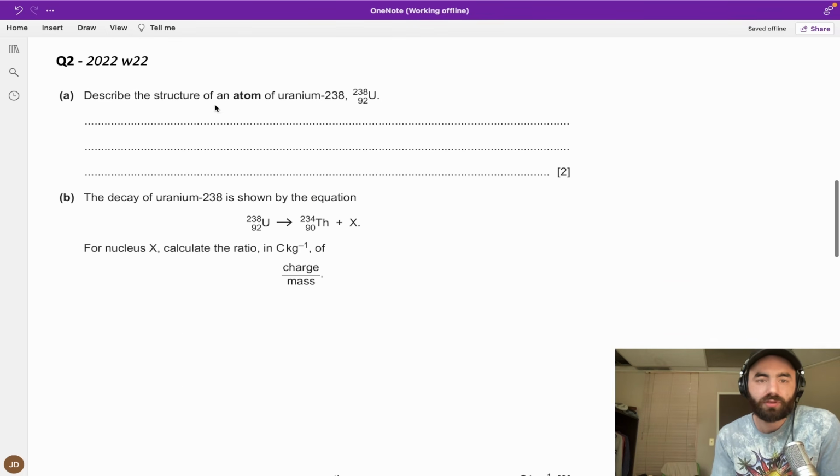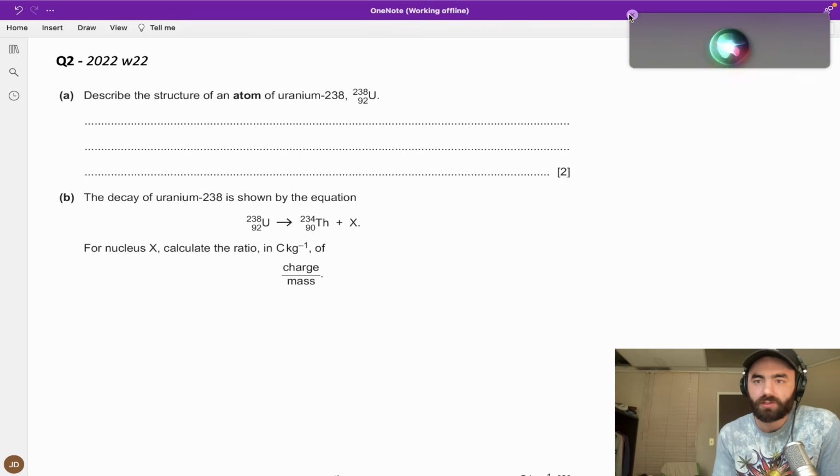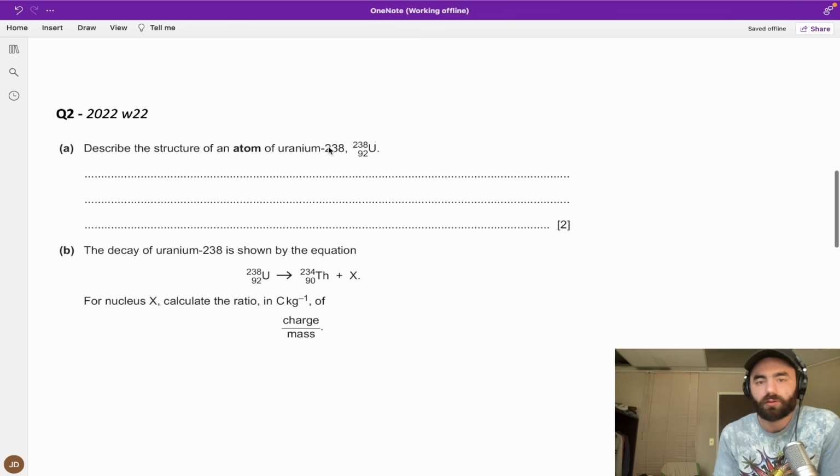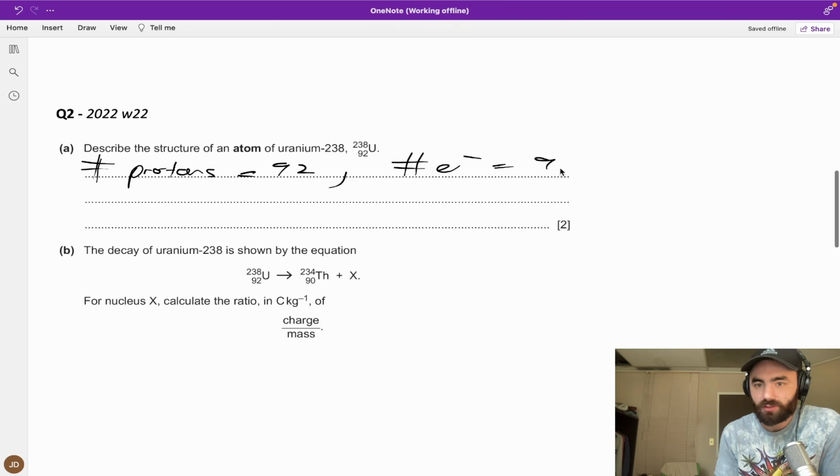Okay, so describe the structure of this atom, uranium. Well, it's basically just asking, what is this atomic structure? We have a proton number, so the number of protons is 92. So therefore, the number of electrons will be 92.